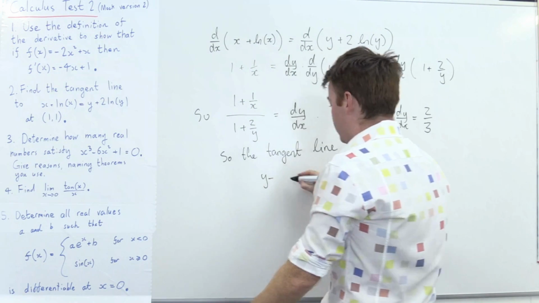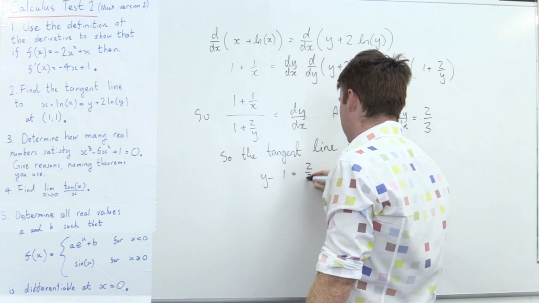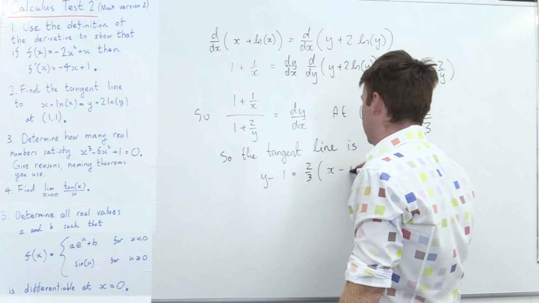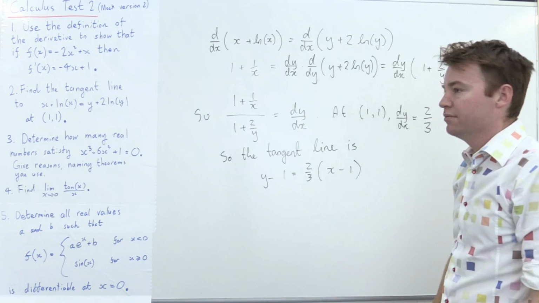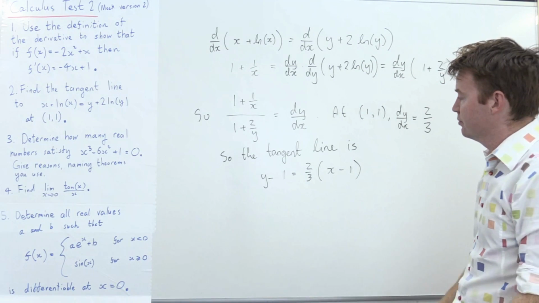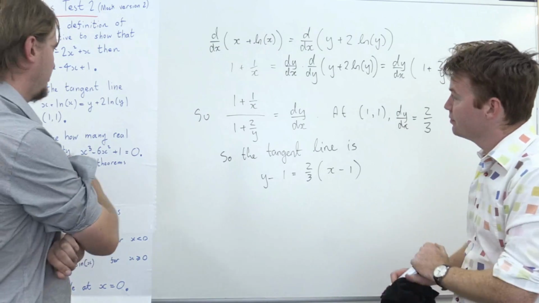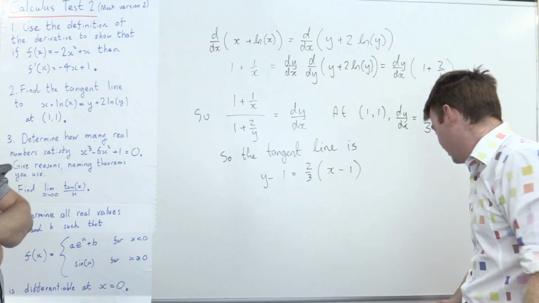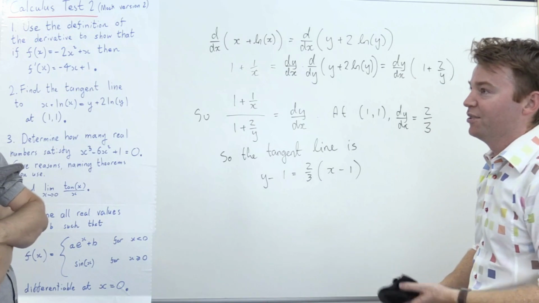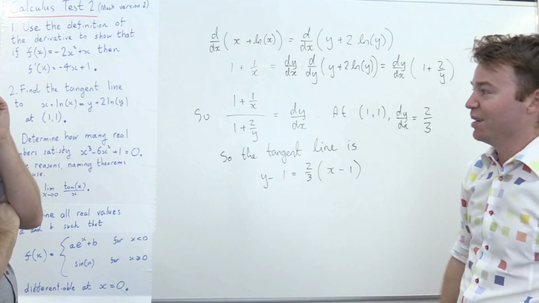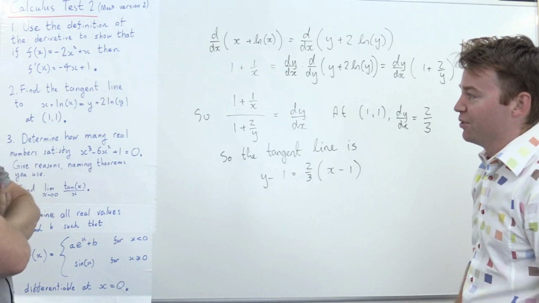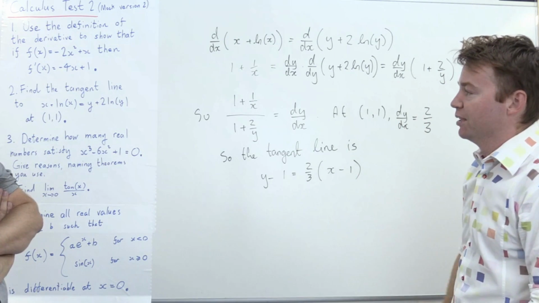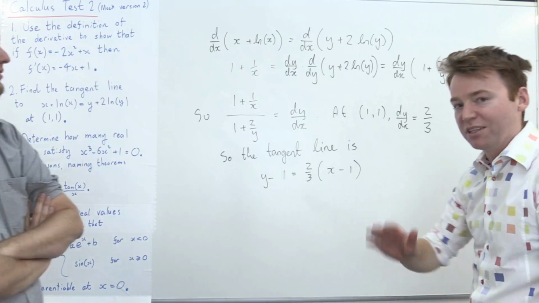y minus 1 is 2/3 times (x minus 1). Yep, so that's exactly what I would do. I know I have no hope of actually solving this equation in terms of y. I don't think anyone really does have a hope of solving that. But maybe people who are used to first taking y as a function of x and then finding the derivative might attempt to do this. Do not attempt to do that.